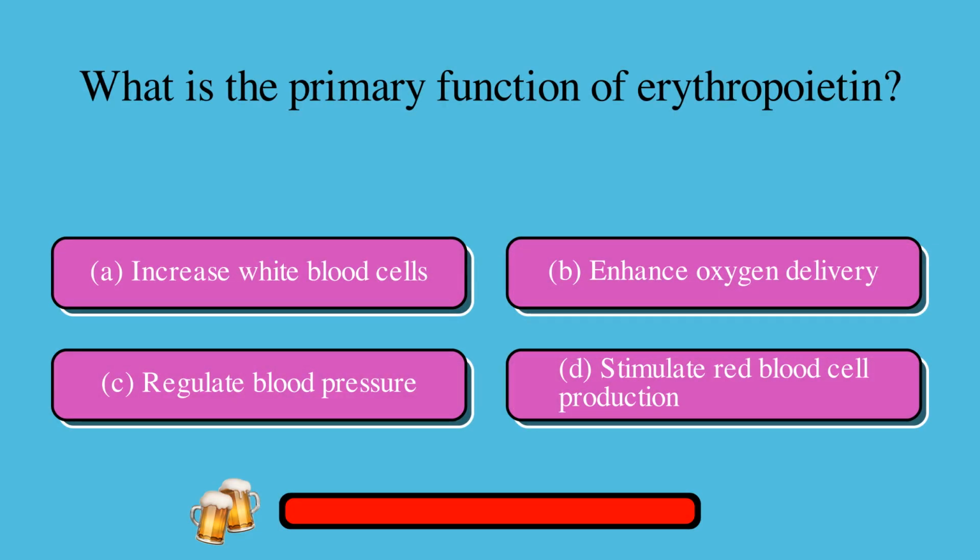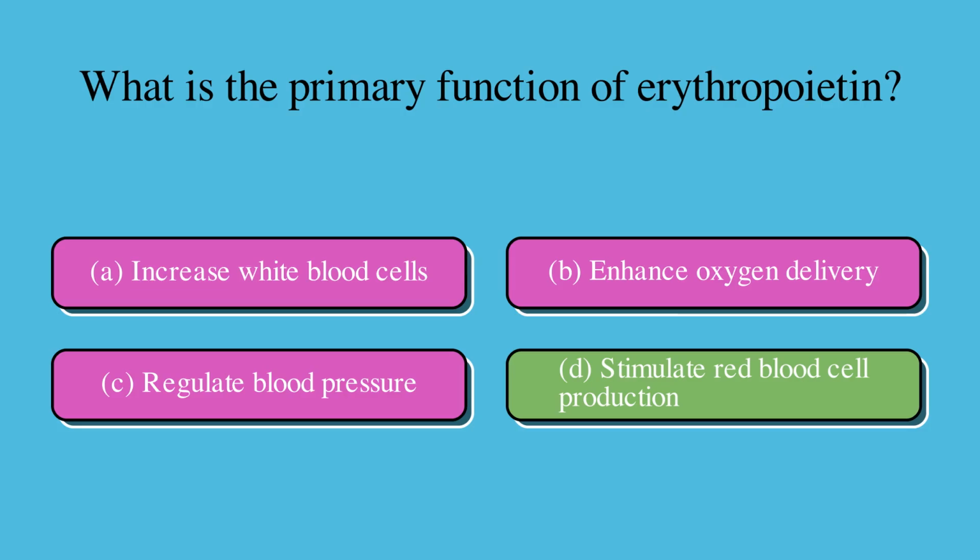What is the primary function of erythropoietin? A, increase white blood cells, or B, enhance oxygen delivery, or C, regulate blood pressure, or D, stimulate red blood cell production? The correct answer is D, stimulate red blood cell production.